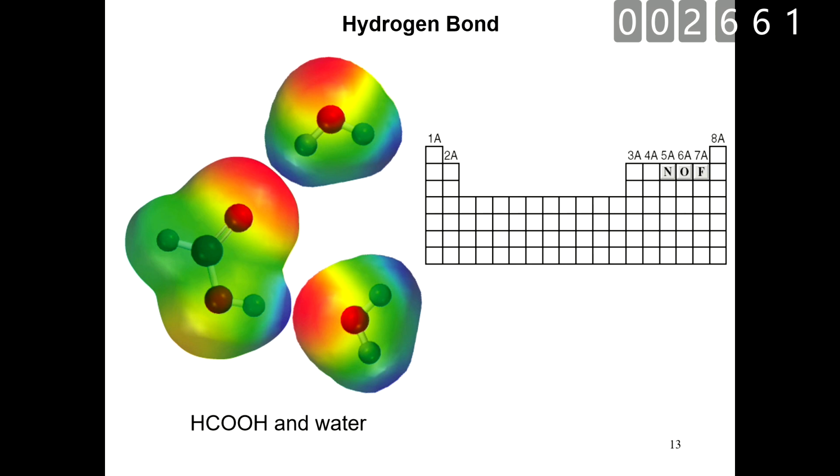Why do we call them hydrogen bond? Because these three atoms have much higher electronegativity than other atoms. So we call the forces between nitrogen, oxygen, fluorine, and hydrogen the hydrogen bond. Okay.